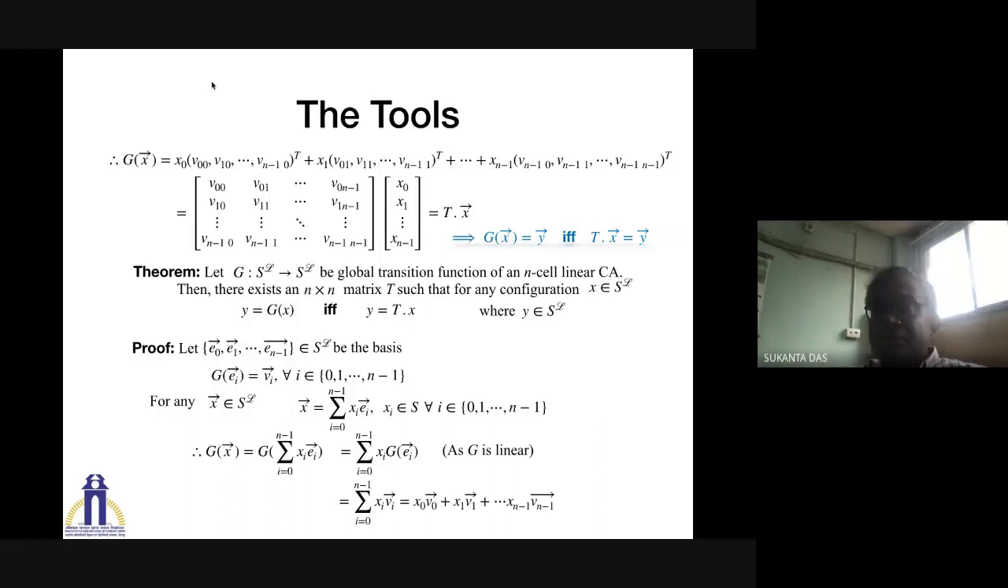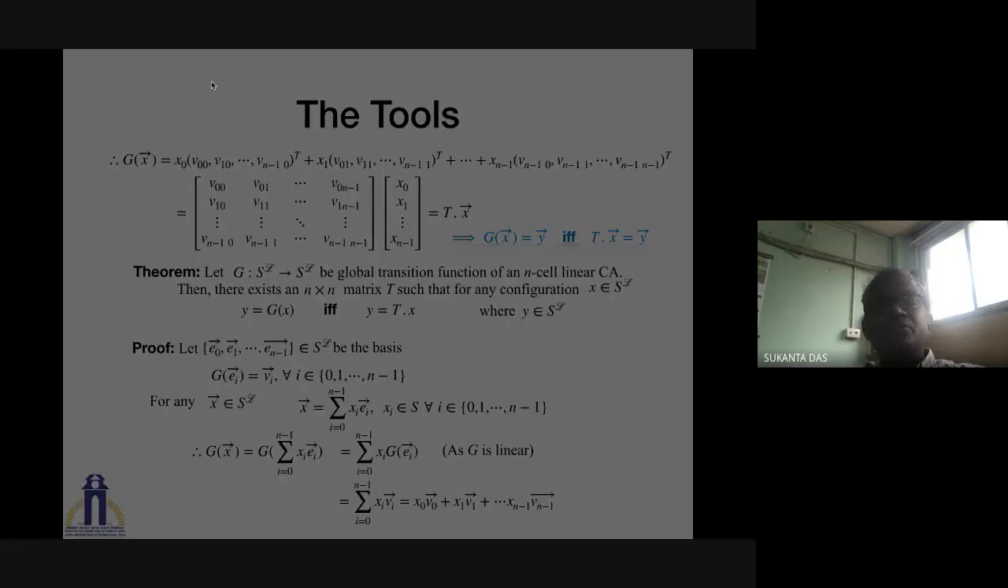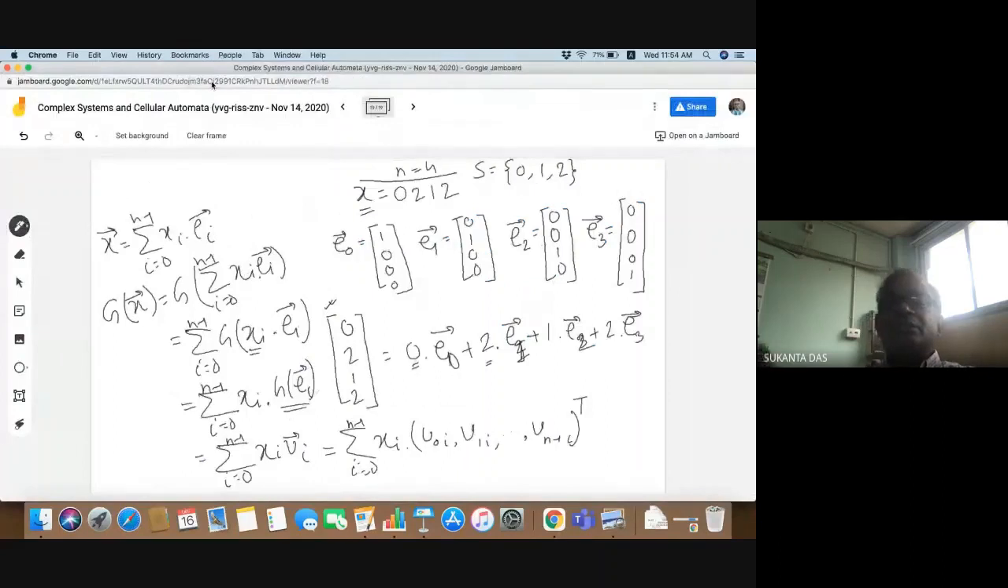So I can give you some intuitive idea here. First, let me give you this intuitive idea. Just go to the Jamboard first. This E0, E1, if I take E0, E1, E2, E3 in this way, then we'll get some idea how we can get the matrix from the local rule.